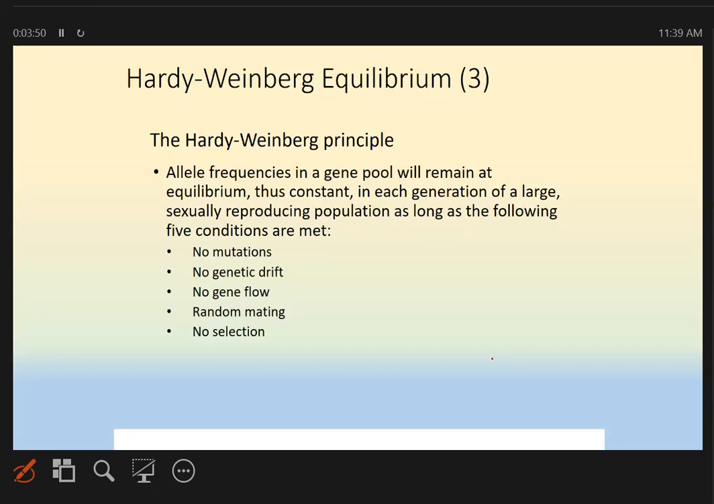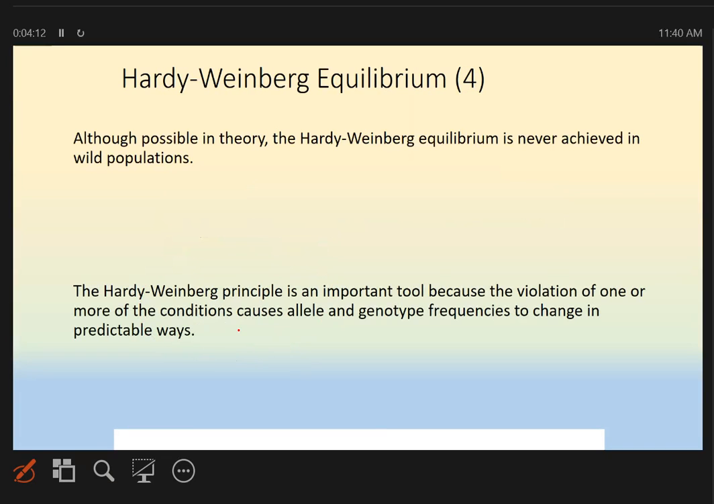Now, the Hardy-Weinberg principle says that the allele frequency in a gene pool, meaning the total number of alleles, will remain constant as long as certain conditions are met. What are those? No mutation, no genetic drift, no gene flow, random mating, and no natural selection. All right? In theory this is possible, but it is never achieved in a wild population.